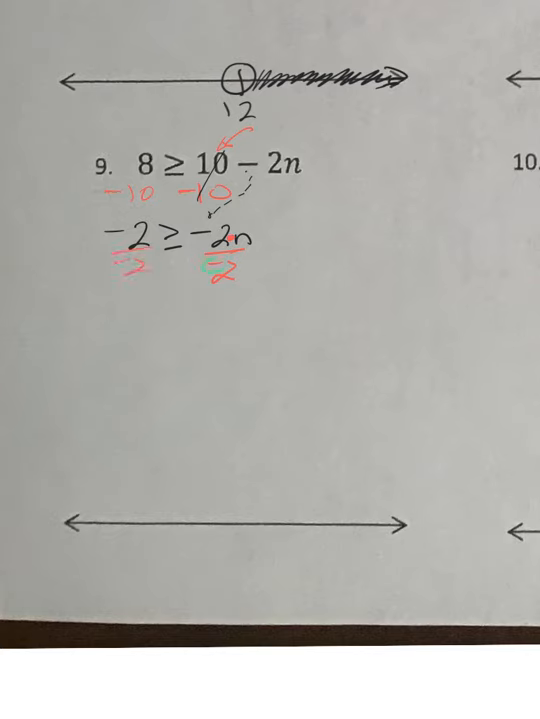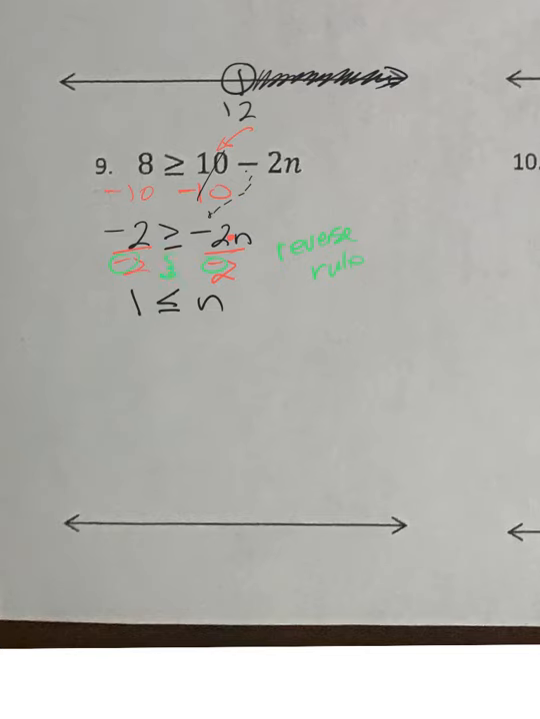And did you catch it? We just divided by a negative, so don't we have to apply the reverse rule? Remember, if you ever multiply or divide by a negative, that gives me 1 is less than or equal to n, because I had to reverse my inequality.